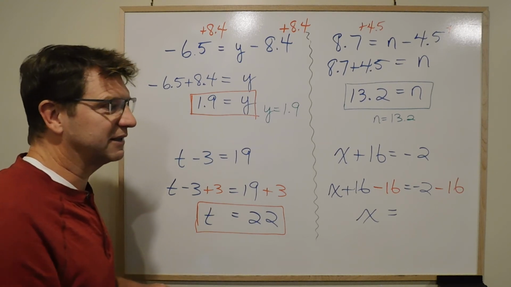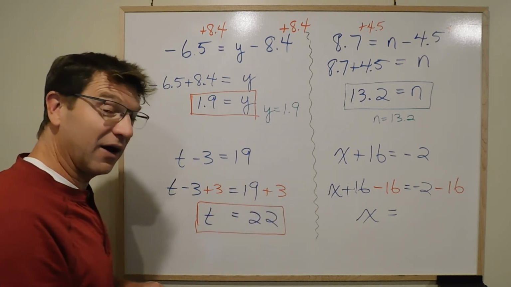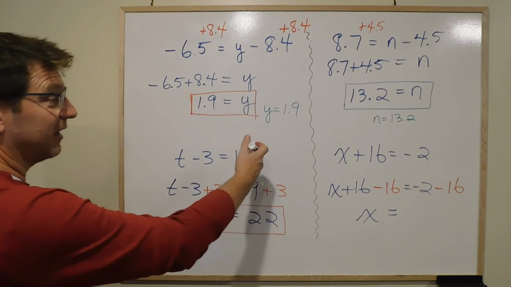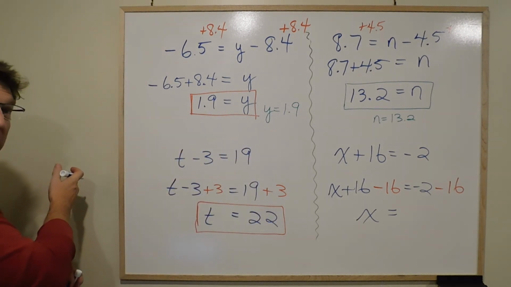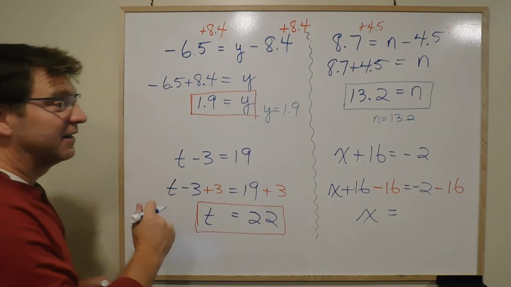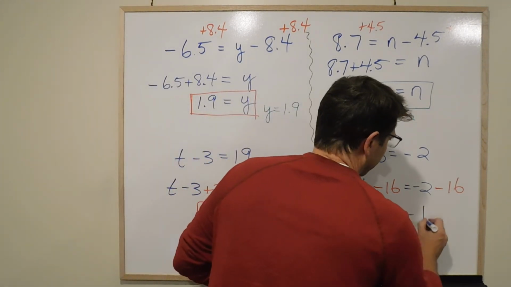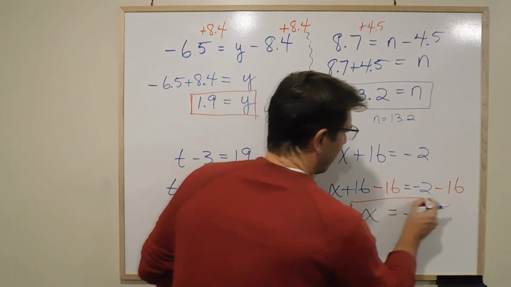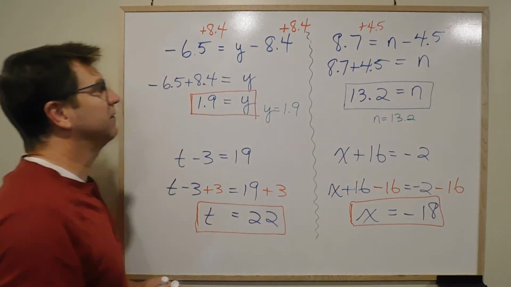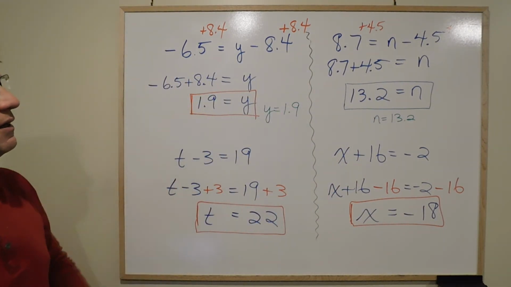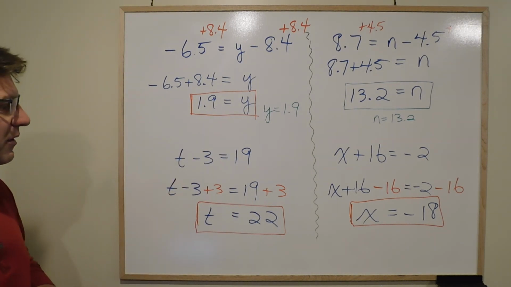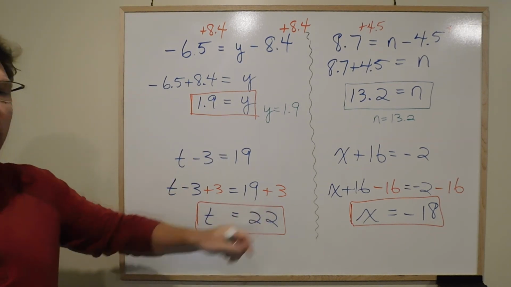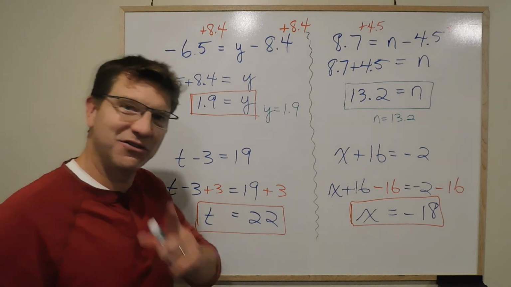Negative 2 minus 16, so you're at negative 2, and you go down another 16, or on the number line you're at negative 2, and you go to the left another 16, because it's negative 16, you get negative 18. Okay? And therefore we've solved that one as well. So there we go. Y equals 1.9, n equals 13.2, t equals 22, or x equals negative 18. See you on the next slide.